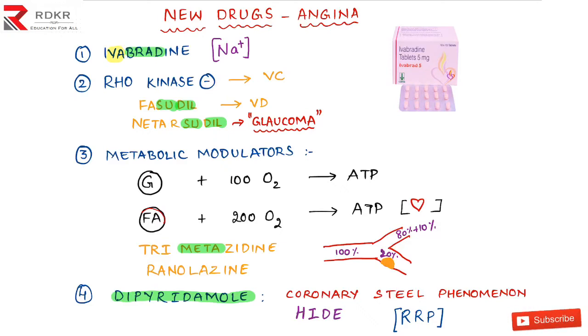The main names of the drugs are, as they work on the heart, they end with dil. So fasudil and netarsudil. So these are the names of the drugs that come under the Rho kinase inhibitors, and they block Rho kinase, and they ultimately lead to vasodilation. And there is another significance regarding netarsudil. It was recently approved for treating glaucoma also.